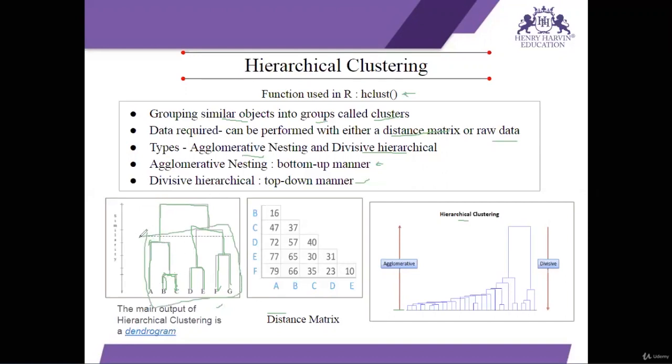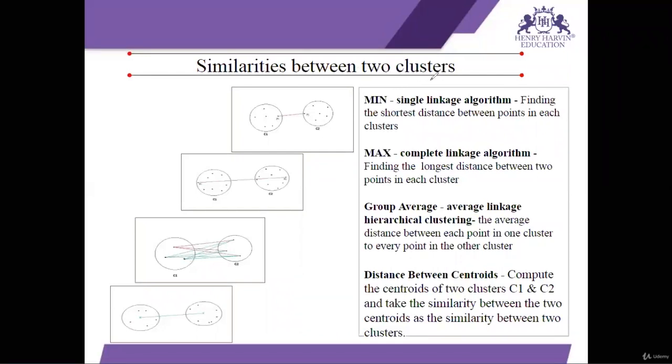We can always cut a line here, like we can split the dendrogram at that point where we can specify the number of clusters that we need. We will be discussing it in the coding part. Similarities between two clusters. So to know about the similarities between two clusters, there are different methods.